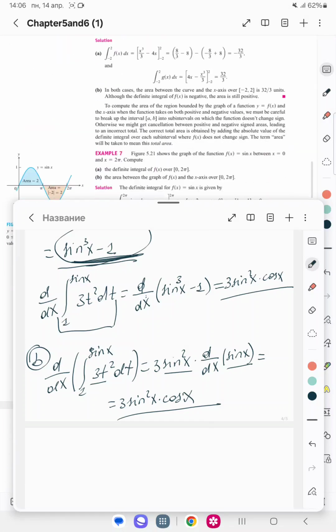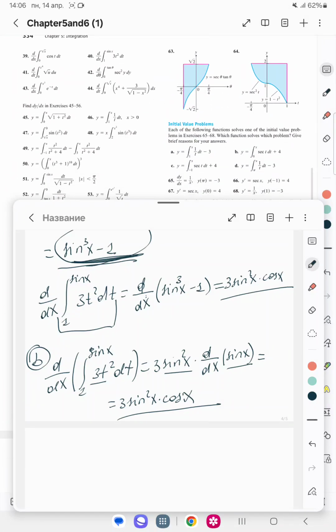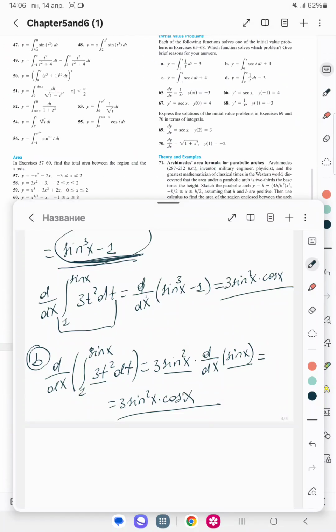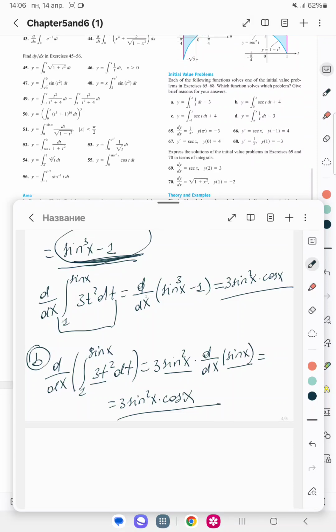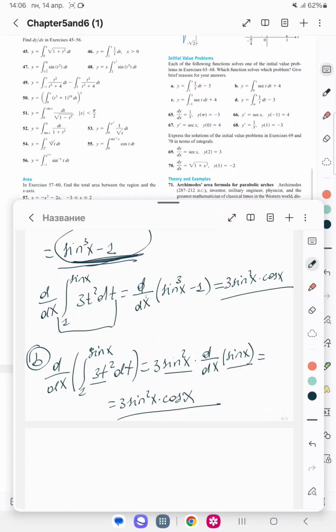Now another example. Find dy over dx in exercises 45 through 56. For example, I will do the same thing. Let's try 50, yeah, 50 is a good one.